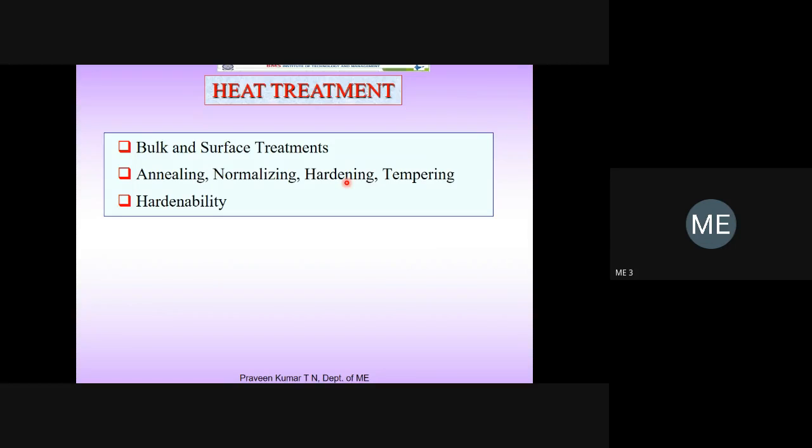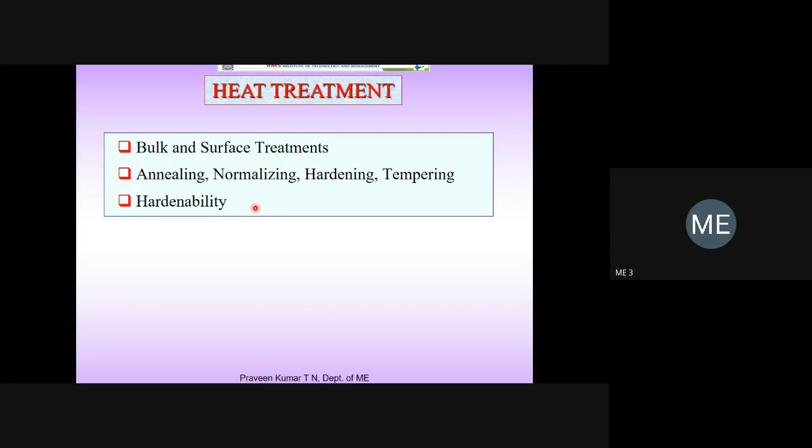In the bulk heat treatment process, annealing is one process, then normalizing, hardening and tempering. In general, you have to remember, if you cool the material very, very slowly, then you will get soft material. Such a process is referred to as the annealing process. It is nothing but furnace cooling. Then one more process is the normalizing process, where cooling is done slowly or at a medium rate, that is nothing but air quenching or air cooling.